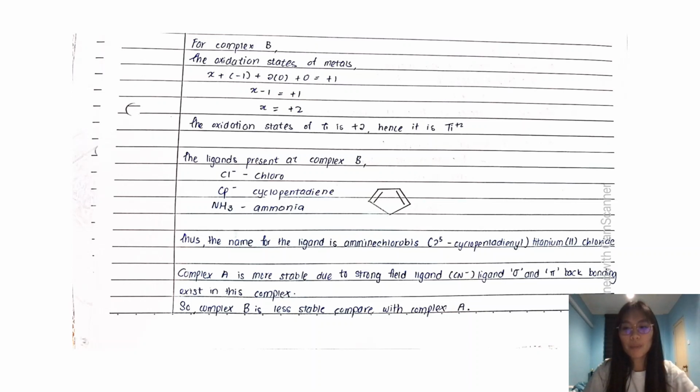Complex A is more stable due to the strong field of the cyano ligand and the sigma and pi back bonding which exist in this complex. So, complex B is less stable compared with complex A.